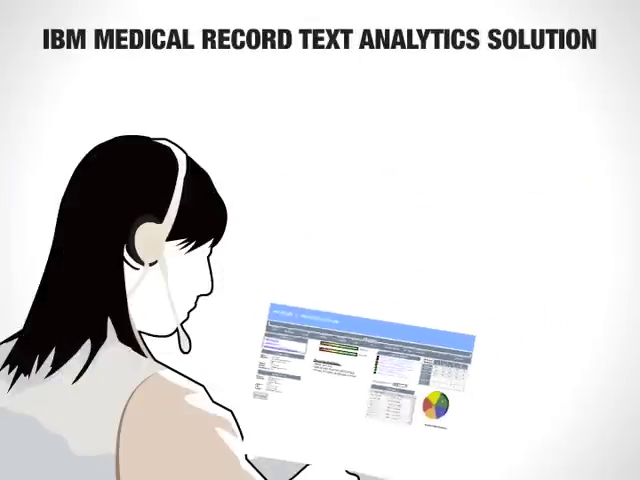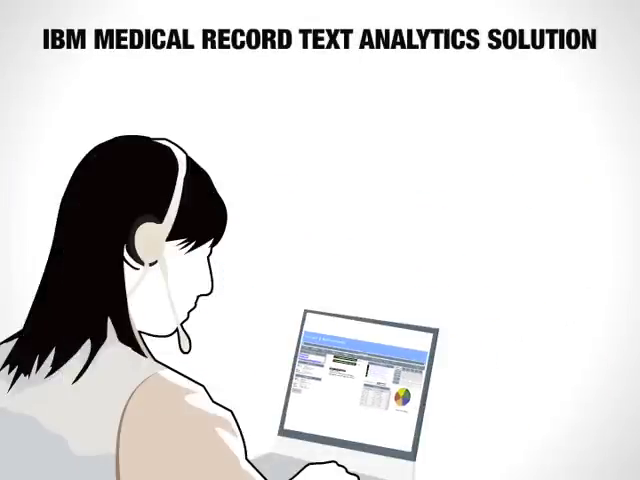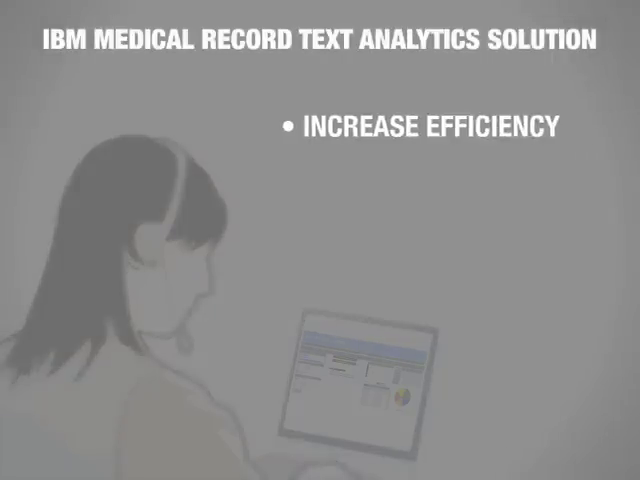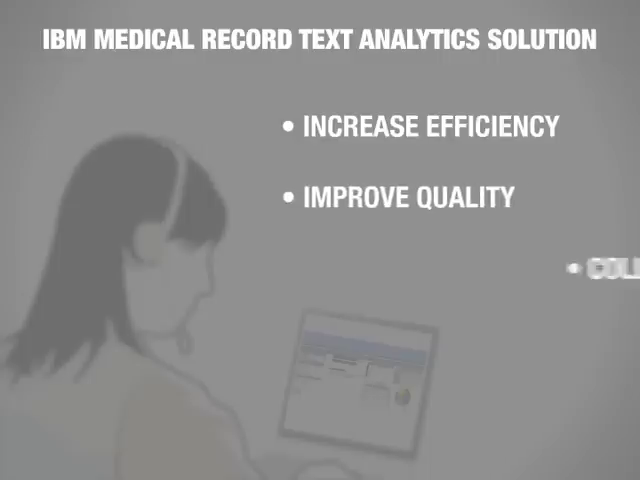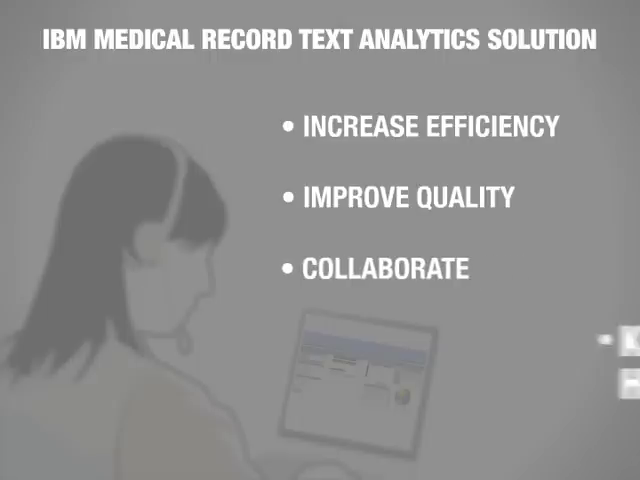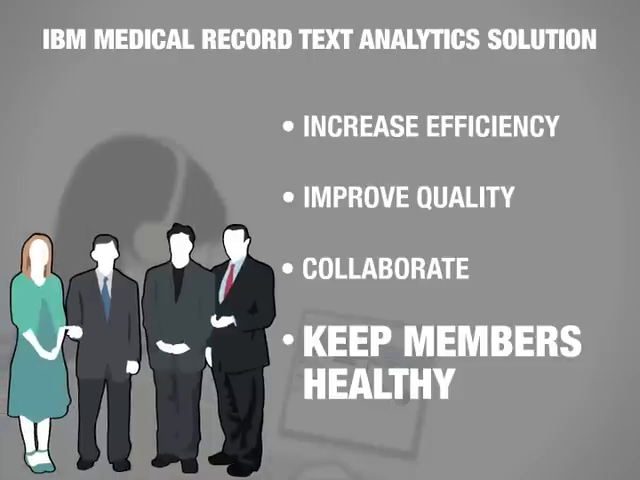The IBM Medical Record Text Analytics solution helps health plans to decipher information in order to speed claims payment decisions, increase efficiency and accuracy, improve quality of care and support evidence-based protocols, and pay for performance programs. Enable programs such as Medical Home through a more collaborative relationship among health plans, providers, and members, thus keeping members healthy and out of the hospital.